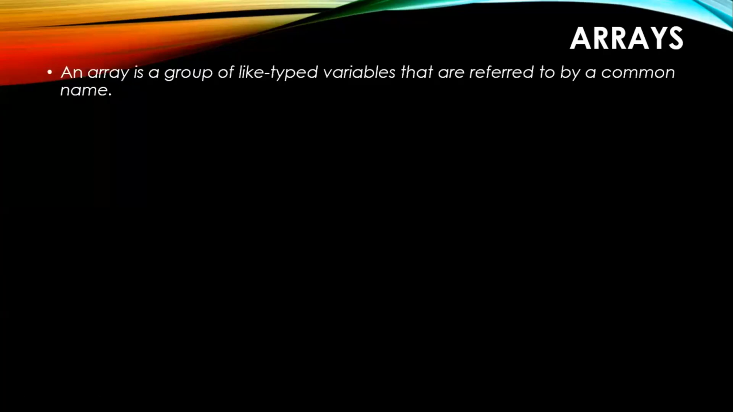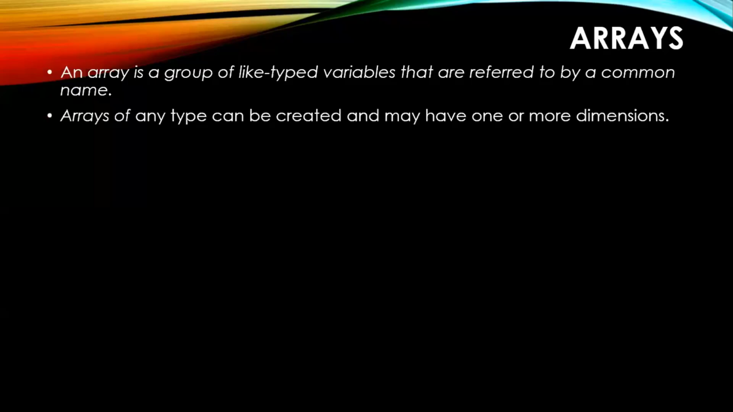What is an array? An array is a group of like-typed variables that are referred to by a common name. There will be one name, and a group of variables. Arrays of any type can be created and may have one or more dimensions. You might have seen a two-dimensional array in matrix addition and matrix multiplication programs. There you come across something called a two-dimensional array.